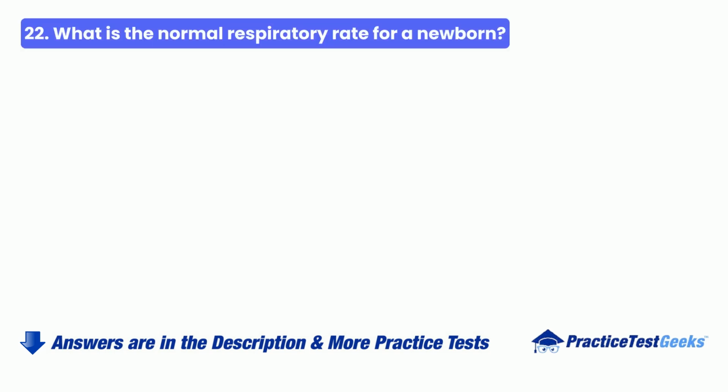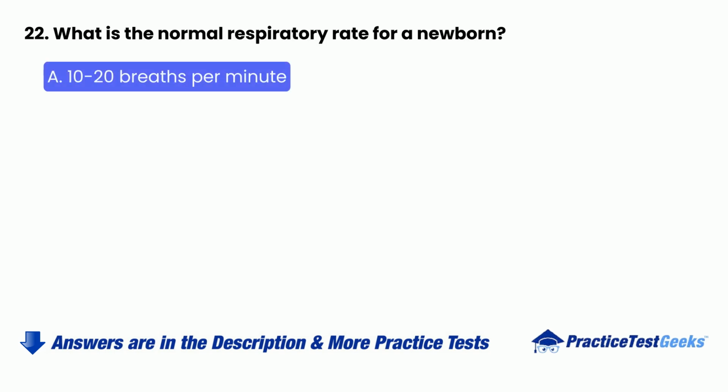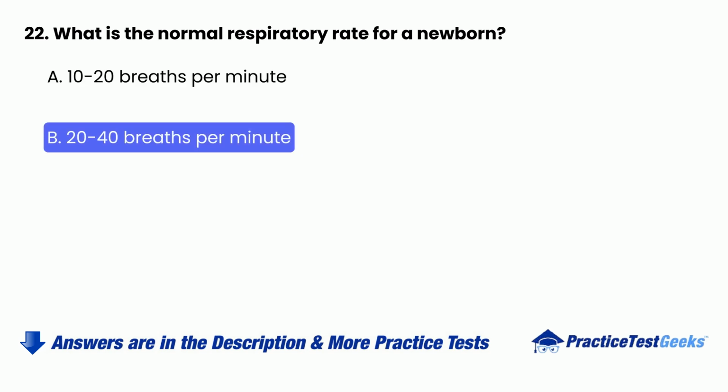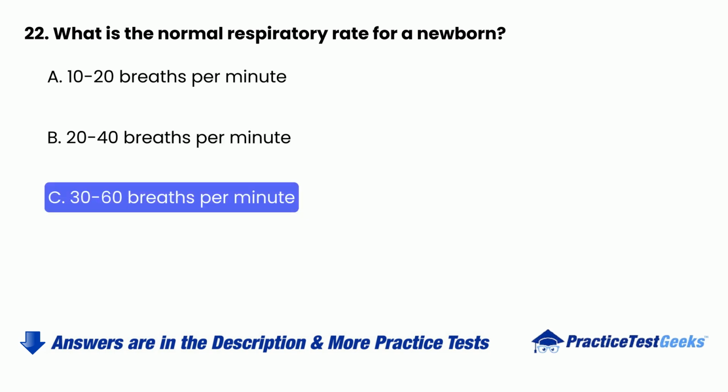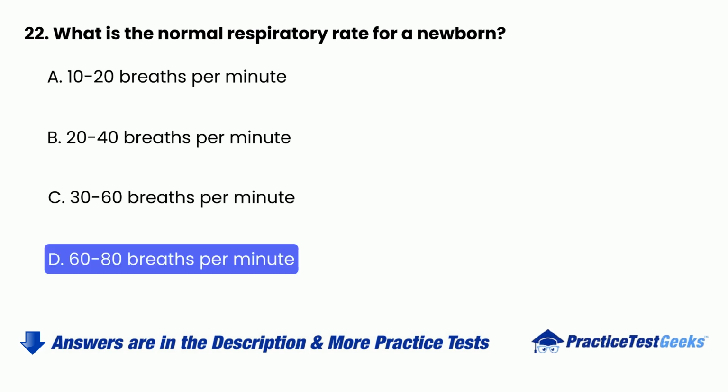22. What is the normal respiratory rate for a newborn? A. 10 to 20 breaths per minute. B. 20 to 40 breaths per minute. C. 30 to 60 breaths per minute. D. 60 to 80 breaths per minute.